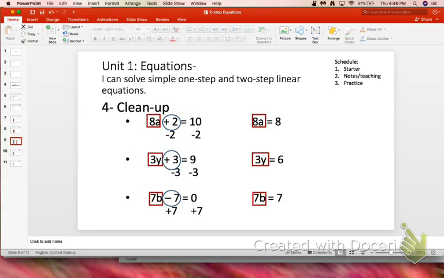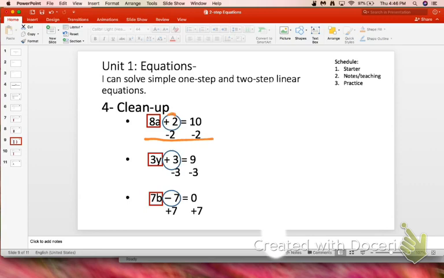Now, I'm going to erase that for just a second. So this step is the cleanup step. This is the step where I like to draw that line and talk about what is left over.